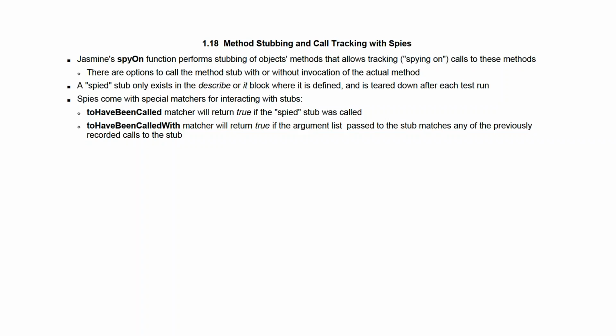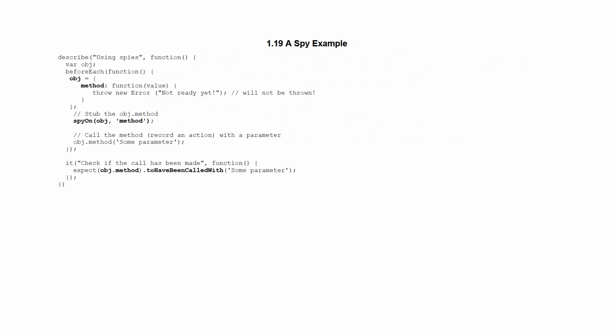So that looks something like this, where we have object equals, and here's a method on an object. So we're defining a function here.